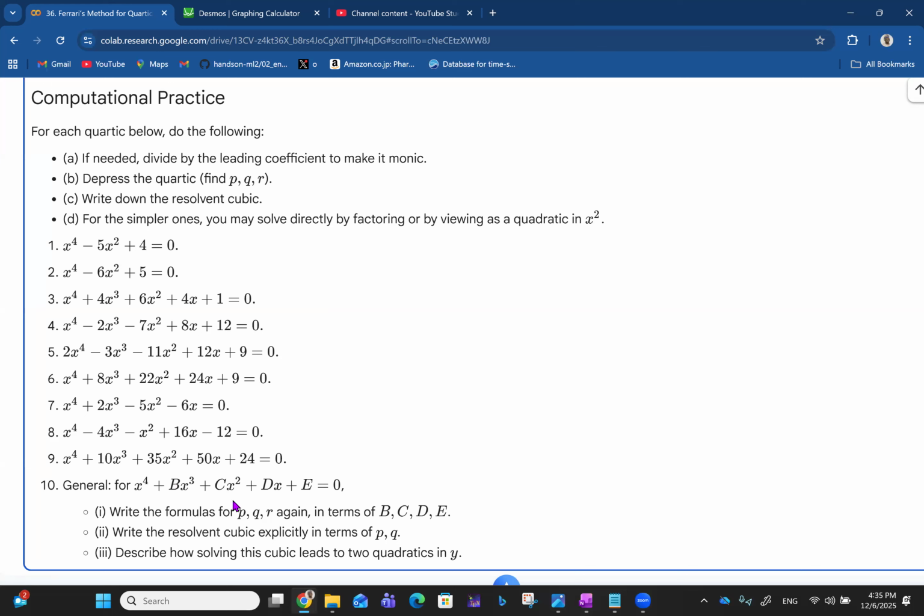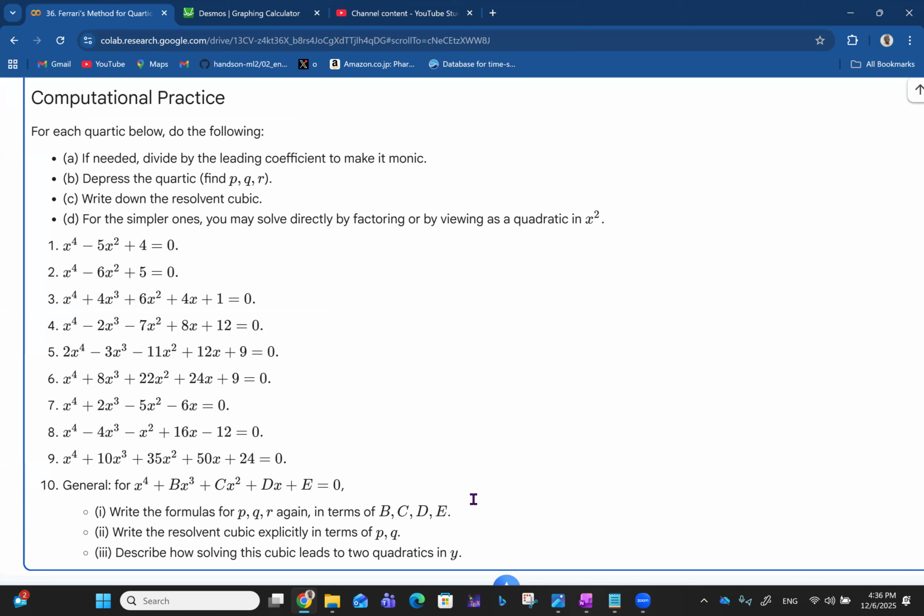The general way to go has been shown in question 10. For x to the power 4 plus bx cubed plus cx squared plus dx plus e equals 0, write the formulas for p, q, and r again in terms of b, c, d, e. Write the resolvent cubic explicitly in terms of p and q. Describe how solving this cubic leads to two quadratics in y. I'll take a question and go as far as possible. I may not do it till the very end, because I may be able to get an answer without even having to go through Ferrari's method.